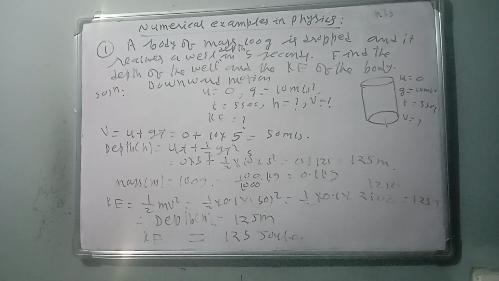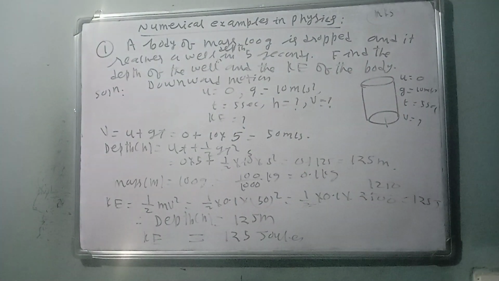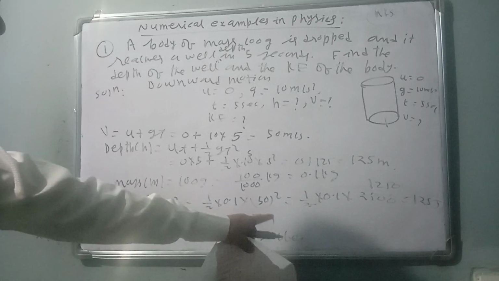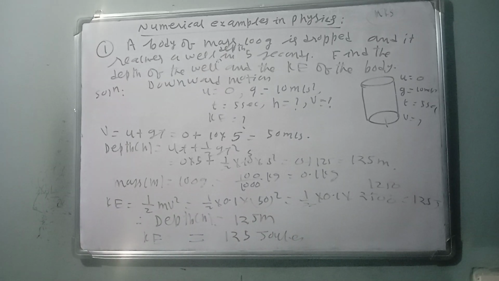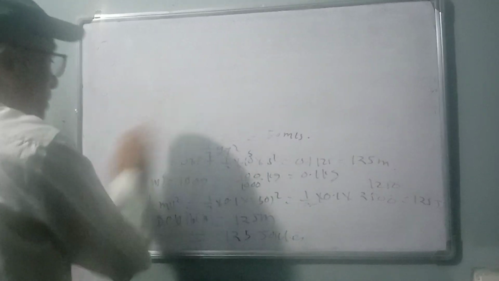In this way, for downward motion, u equal 0, find v, then put the values. Formulas: v equal u plus gt, depth ut plus half gt square, KE half mv square. You have to know these formulas. This is how it works for downward motion. One numerical example of downward motion is done. Now upward motion is next.